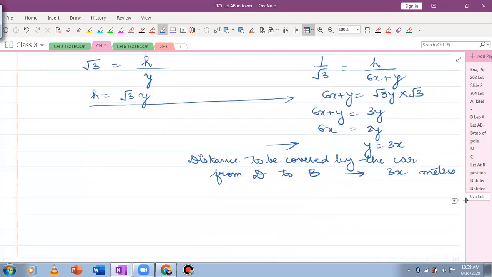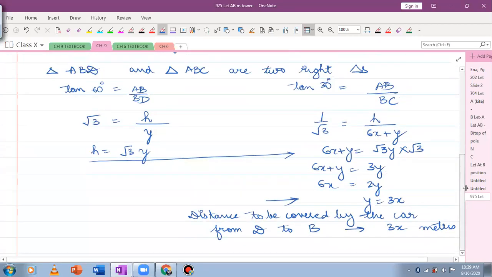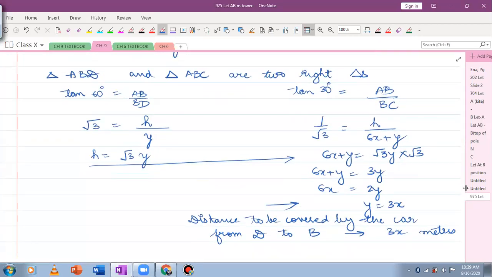Now, if you are wondering why we don't have the value of x, y or h here, the reason is we have used three variables over here. We have used x, we have used y, and we have used height of the tower as h. So there are three missing values, whereas we only have two equations. So in order to find out the value of each of these three variables, we need at least three relations.